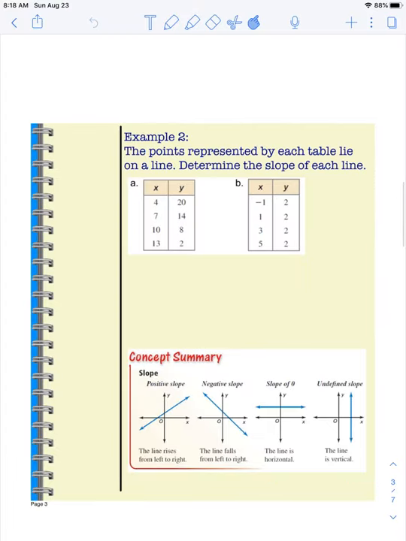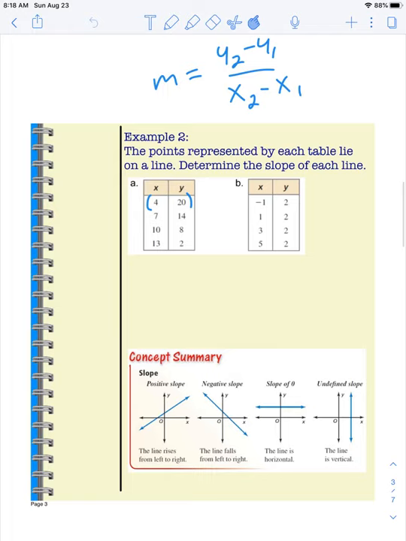Example 2 says the points represented by each table lie on a line. Determine the slope of each line. What that's saying is that these points in the table are all ordered pairs. So x is 4 and y is 20. That's an ordered pair. All right, and to determine the slope, we are going to use the slope formula again. So I'm going to write that at the top. Remember, that's m equals change in y over change in x, or y2 minus y1 over x2 minus x1.